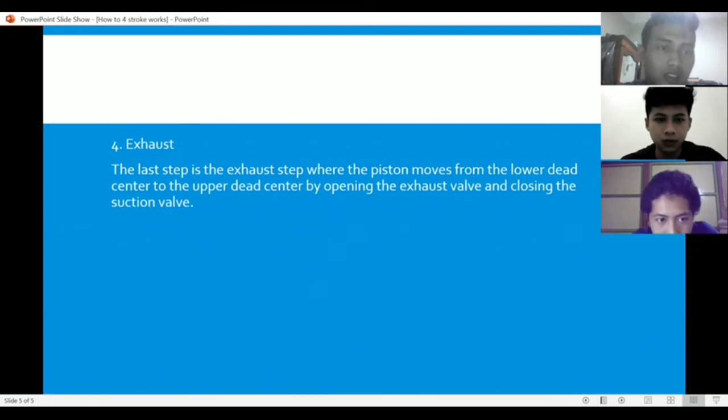Number 4, exhaust. The last step is the exhaust step, where the piston moves from the lower dead center to the upper dead center by opening the exhaust valve and closing the suction valve.